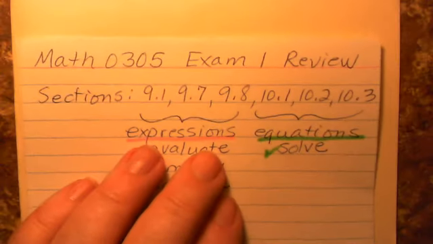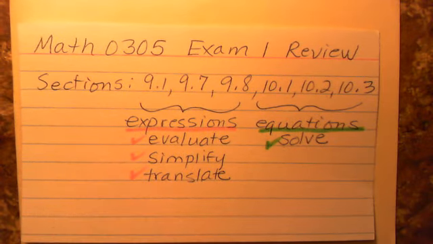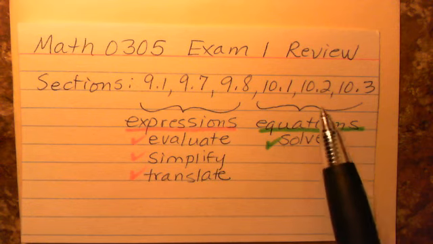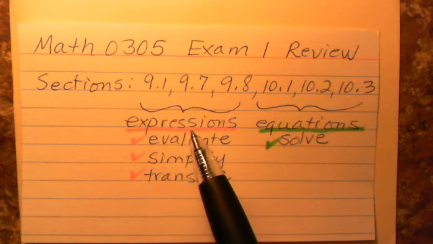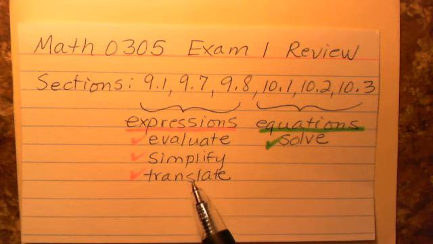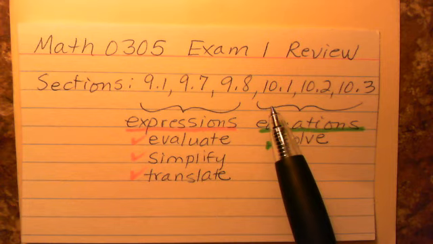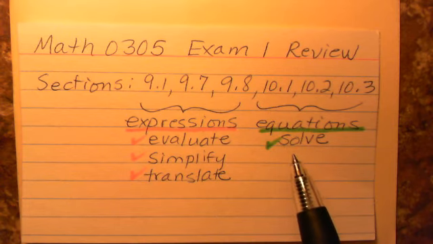This will be a quick review for the review material covered in your Exam 1. We covered chapters 9 and 10. Chapter 9 covered expressions and how we evaluate, simplify, and translate them. Chapter 10 covered equations and how we solve them. So we're going to go quickly through some examples for each of those.